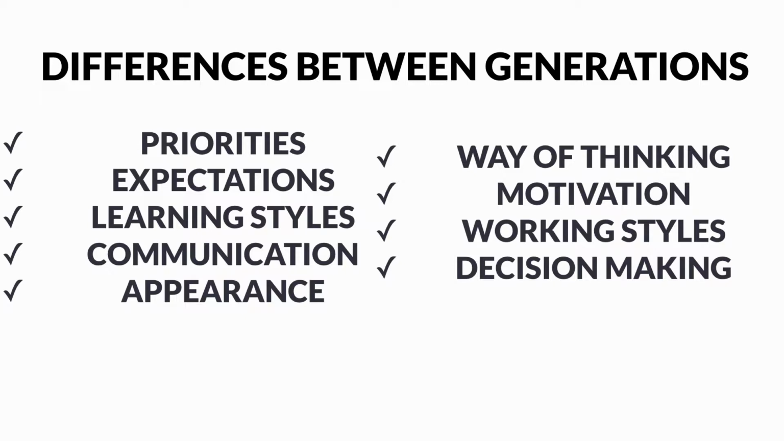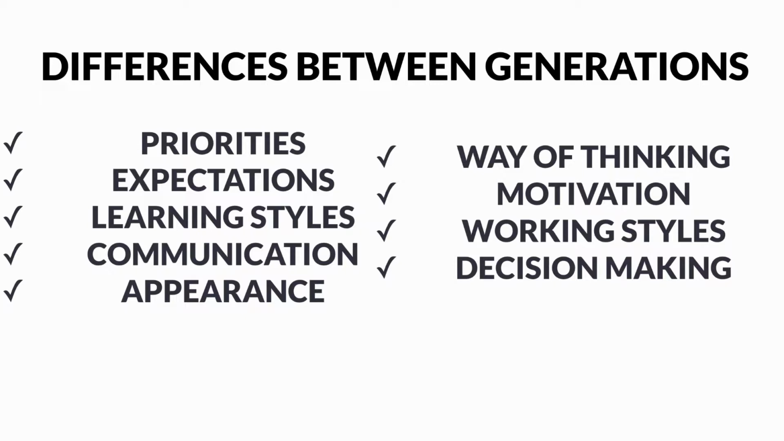They have their own learning styles, and a lot of that is based off of how they were educated. So that's something to keep in mind. Their own communication styles, and a lot of that has to do with technology. They have their own appearance, so the way that they dress or act or talk, that's really unique. They have their own way of thinking, so their own processing, how they make decisions.